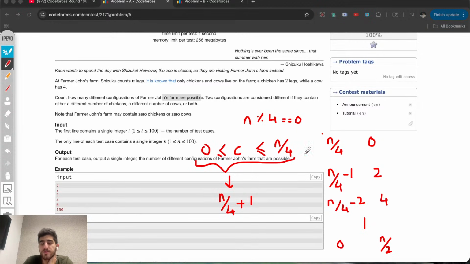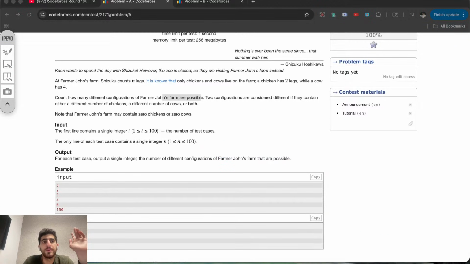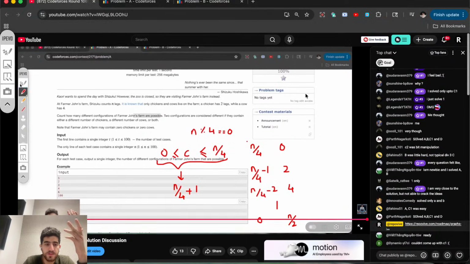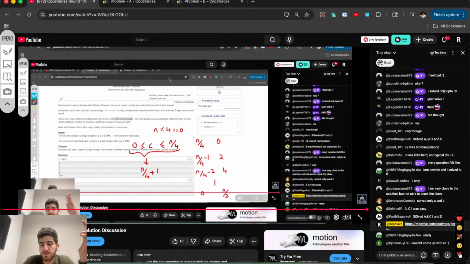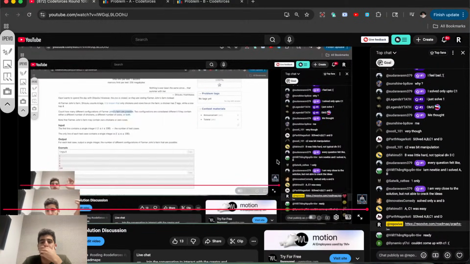Also, do you agree with it so far? I mean, if n is divisible by 4, it's like this. If you agree with it, please put a plus or use this emoji.